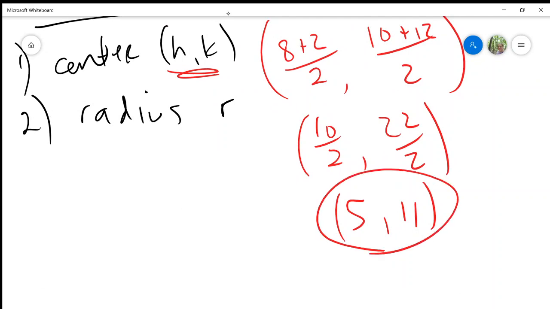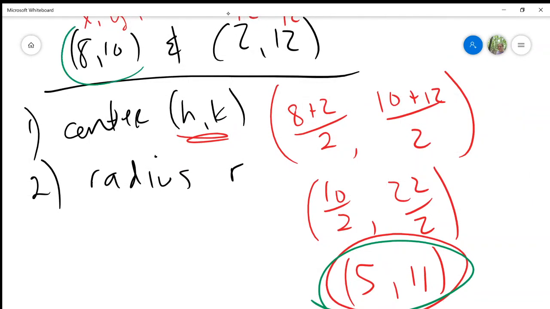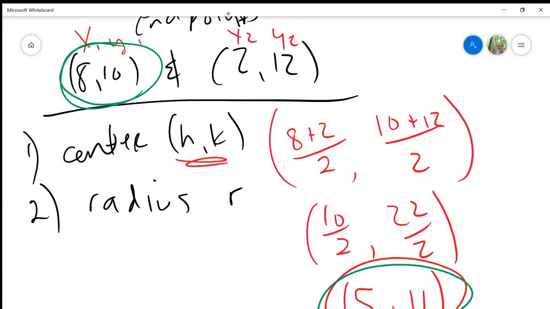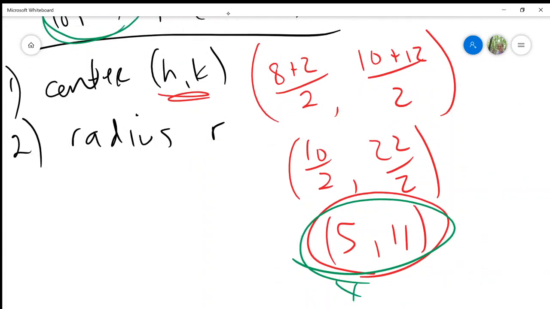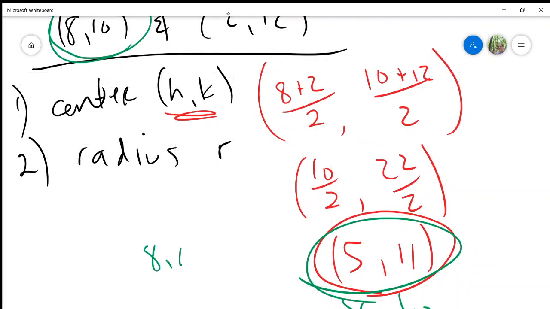Okay, great. Now, in order for me to find the radius, I'll do that in green. I'm going to have to use the center that I just found and one of these points. So I always pick the first one. Since this one's already labeled x1, y1, I'm going to label this little guy x2, y2. I'm going to bring this down so you can see it. 8, 10. And this is x1, y1.